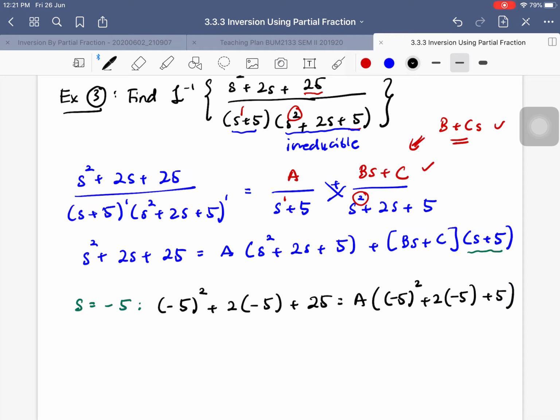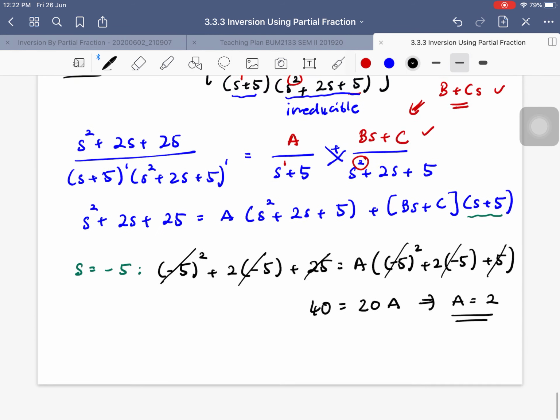Now let's simplify this. So there's going to be 25 minus 10, so that is going to be a 4t. And on this side, I'm going to have 25 minus 10, that's going to be a 15, plus 5, that is going to be a 20. So I'm going to have 20a. So I got my first constant value, that a is going to equal 4t over 20, so that is going to equal a value of 2. So my first value is going to equal 2, a equals 2.